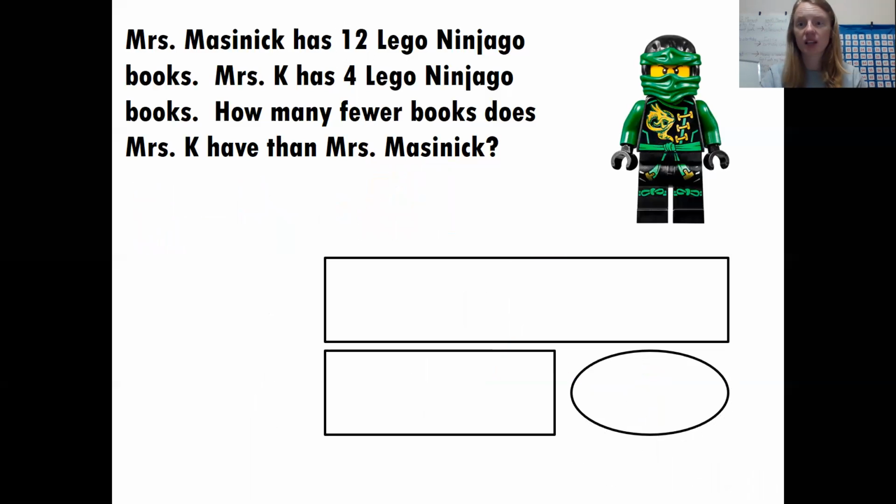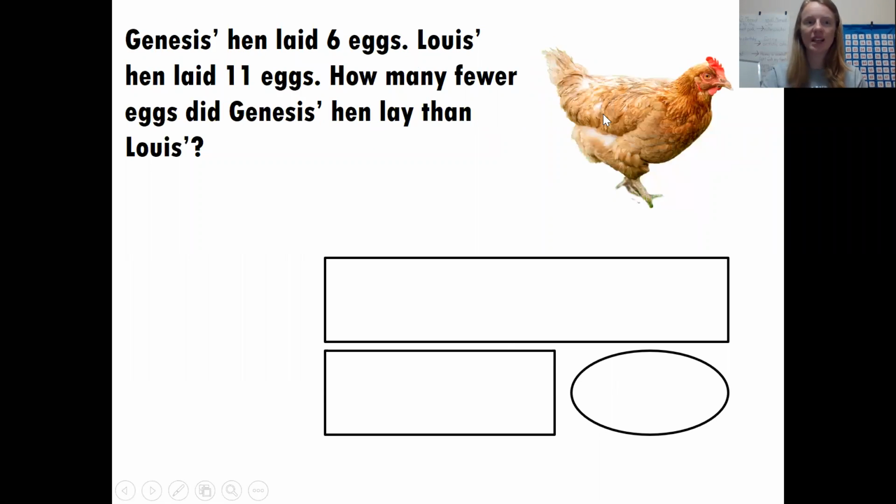Okay, here we go. Let's go on to the next one. Genesis's hen laid 6 eggs. We were learning about hens and chickens last week. Lewis's hen laid 11 eggs. How many fewer eggs did Genesis's hen lay than Lewis's? So let's figure out what we know. Our question is how many fewer eggs did Genesis's hen lay, right? Do we know how many eggs Genesis's hen laid? We do. We know that Genesis's hen laid 6 eggs.